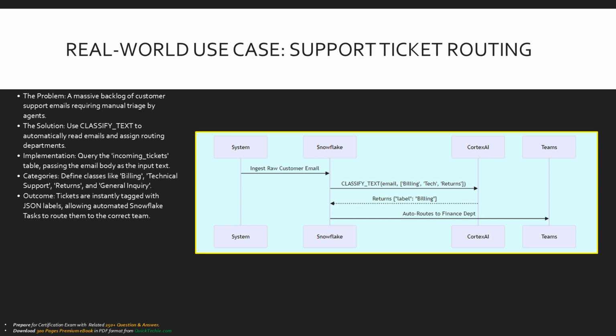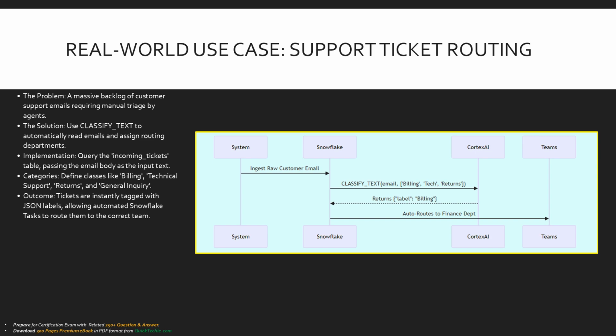We set up a Snowflake pipeline that reads the incoming tickets table. We pass the email body into classify text and provide an array of categories: billing, technical support, returns, and general inquiry. We add a task description explaining that the goal is to route support emails. The function runs in seconds, tagging every email with a precise JSON label. We then use a Snowflake task to parse that JSON and automatically route the ticket to the correct department's queue. This reduces response times from hours to minutes and saves massive operational costs.